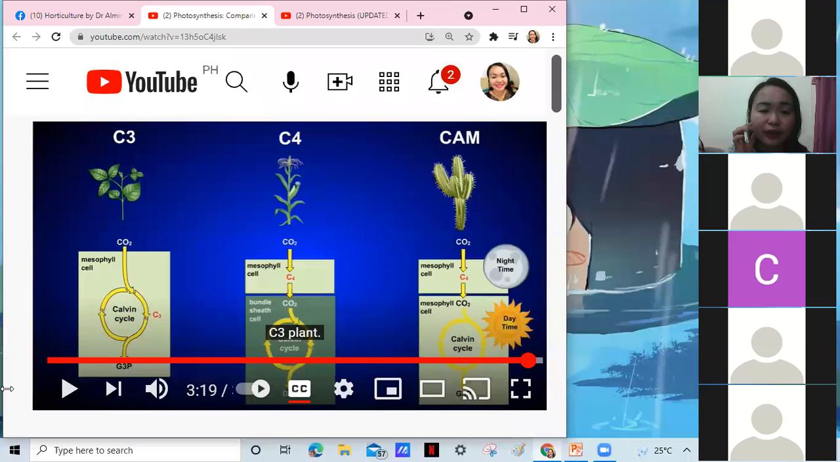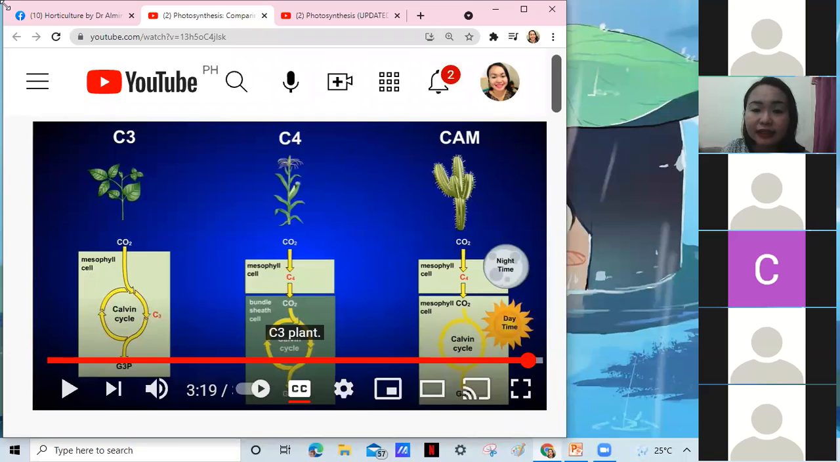So, yung C3 are the most plants, lahat ng crops natin are C3 plants because they usually follow the usual process of photosynthesis. But when it comes to C4 plants like corn, they have adaptation. In fact, here, they have bundle sheath cells. Nakita nyo kanina sa video, yung structure ng bundle sheath cell, which makes the carbon cycle or the Calvin cycle production ng carbon more efficient kasi meron pa siyang bundle sheath cells.